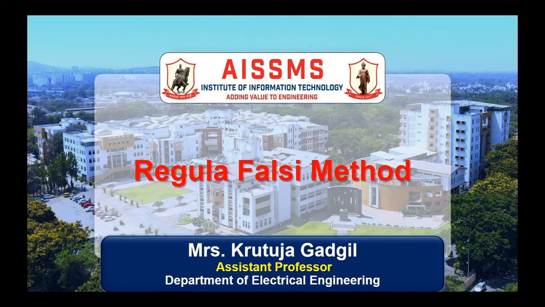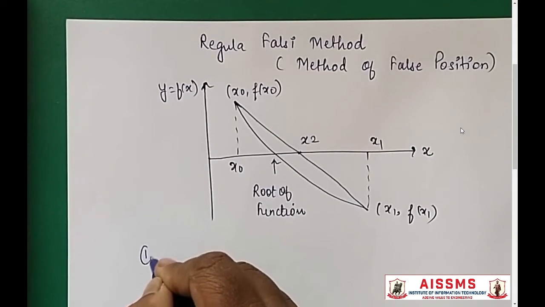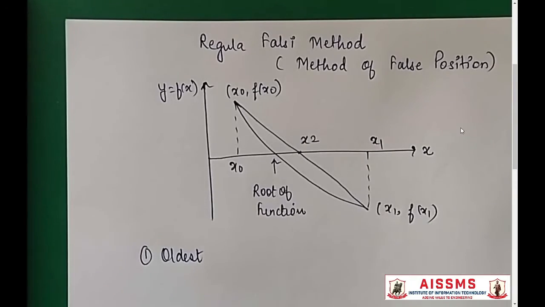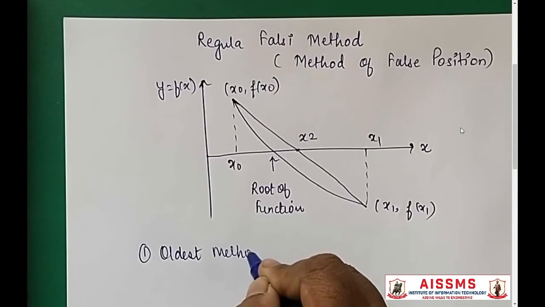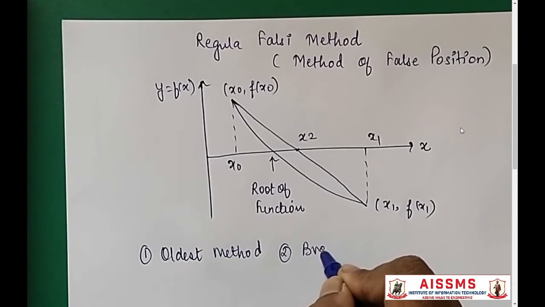I, Mrs. Rutuja Gadgir, Assistant Professor from Department of Electrical Engineering, will be discussing the Regula-Falsi method and deriving the iterative formula for the same. Starting with the Regula-Falsi method, it is also called the method of false position. It is one of the oldest methods for solving polynomial and transcendental equations. It comes under the category of bracketed methods.